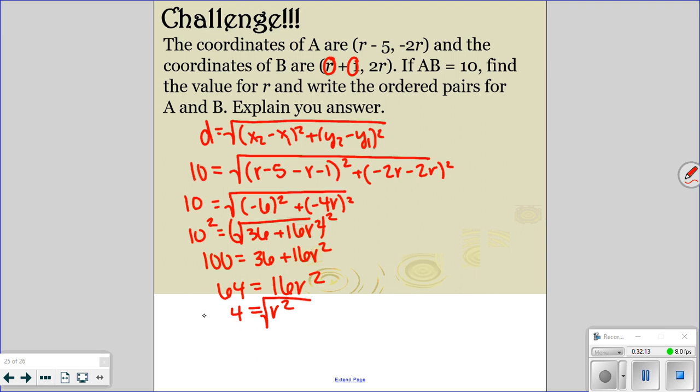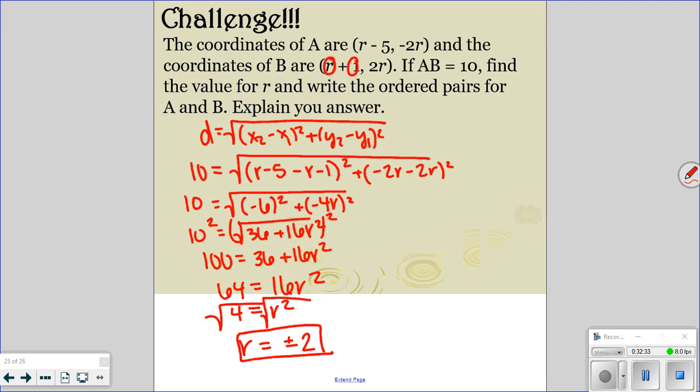And then to solve for r, you take the square root. Now, the value for r could be positive or negative 2. So that's our value for r, because negative 2 squared is 4, as well as positive 2 squared is 4.